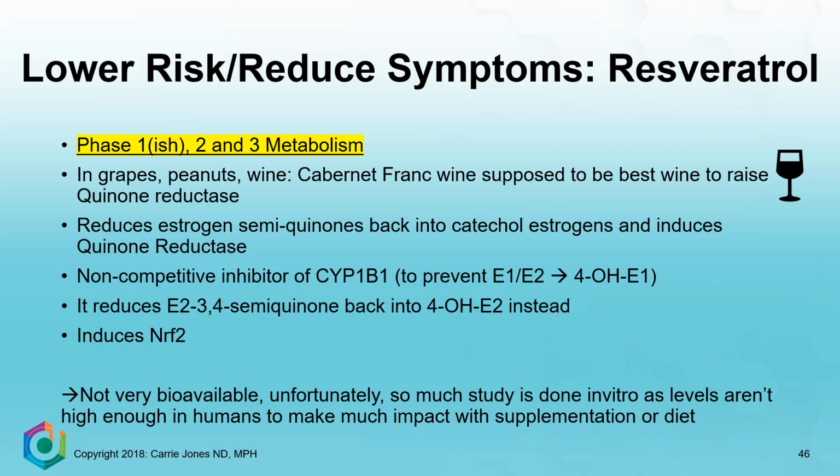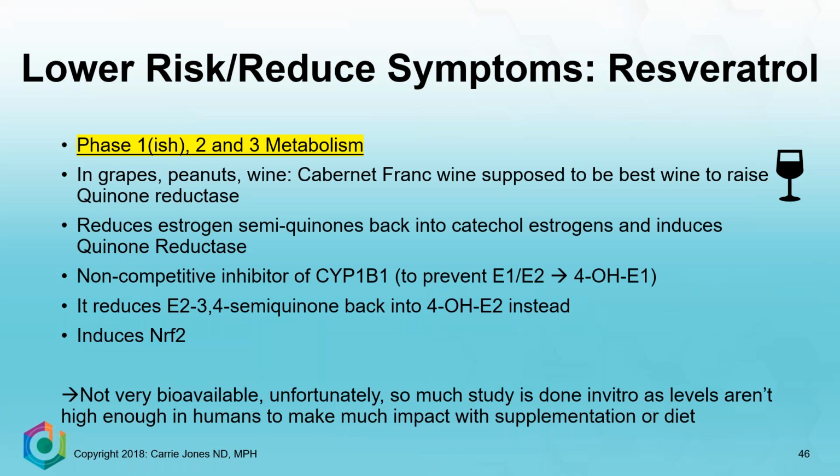All right, resveratrol. What does resveratrol do? Well, it's kind of phase 1-ish, 2 and 3 metabolism. It's highest in Cabernet Franc wine, apparently, and it helps increase quinone reductase. So again, much like N-acetylcysteine can, much like sulforaphane can, resveratrol can take your wild child headed down the wrong direction and point them back into the right direction. It is a non-competitive inhibitor of CYP1B1, so it can help lower your 4-OH formation, which is good. That will help lower your adduct formation. And again, it also induces NRF2.